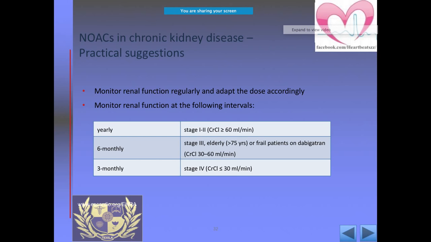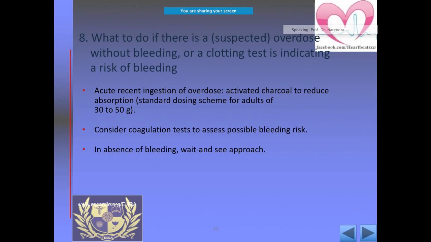That's why, if someone is using NOACs, you should monitor the chronic kidney disease on a regular basis. And if there is a suspected overdose without bleeding, and a clotting test is indicated as there is a risk of bleeding, then you should consider a coagulation test.